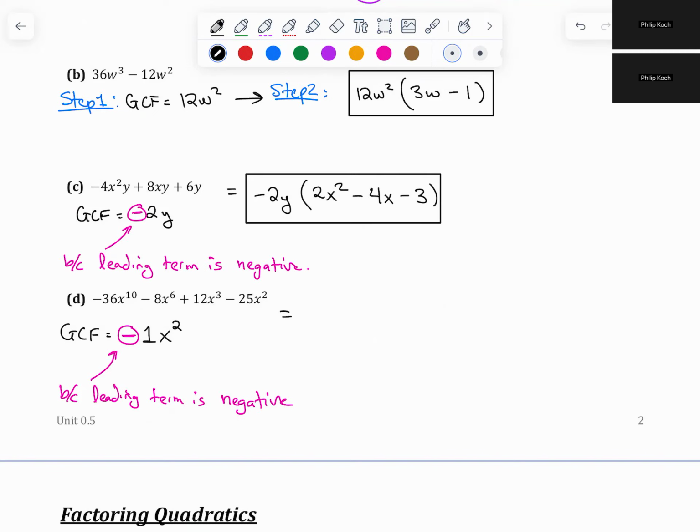So this thing, go ahead and factor it out now. Remember, that's going to change the sign of everything on the inside because you're factoring out a negative.